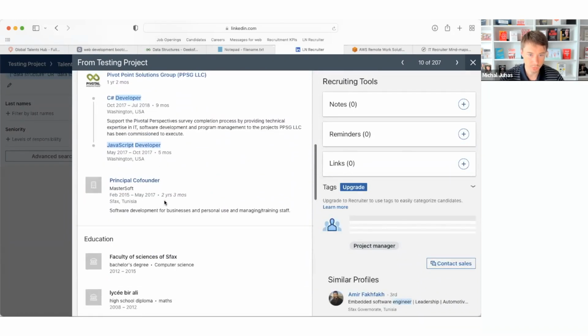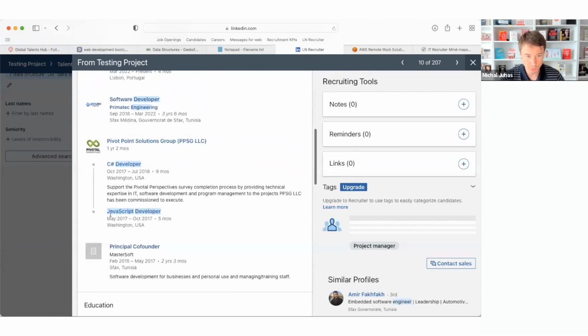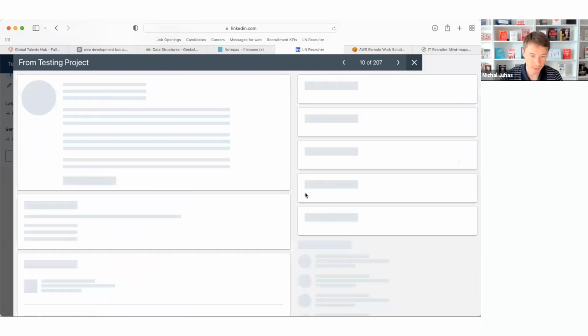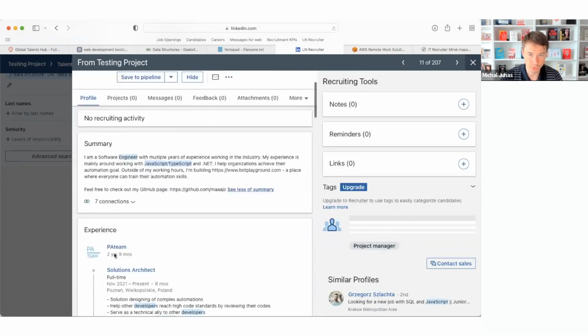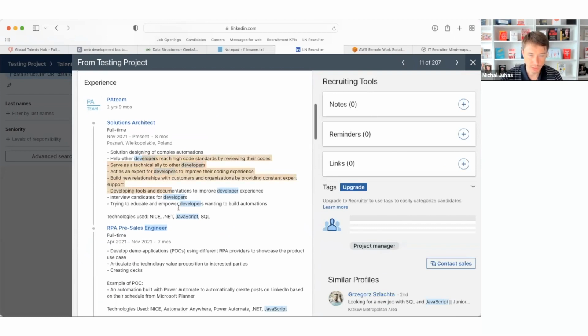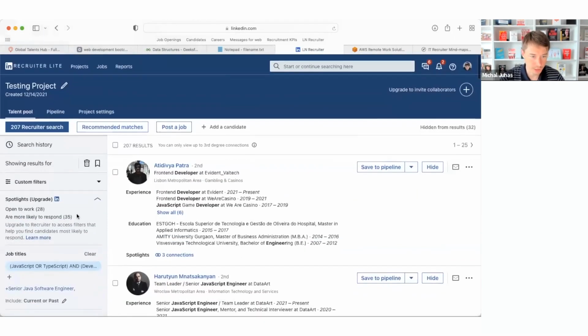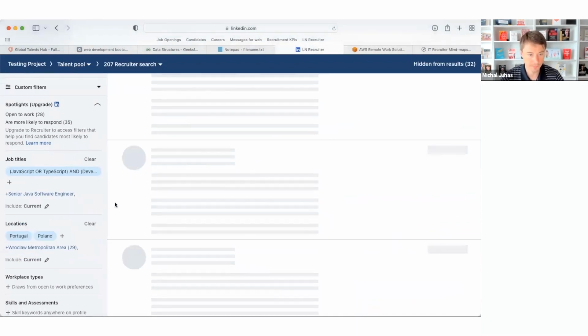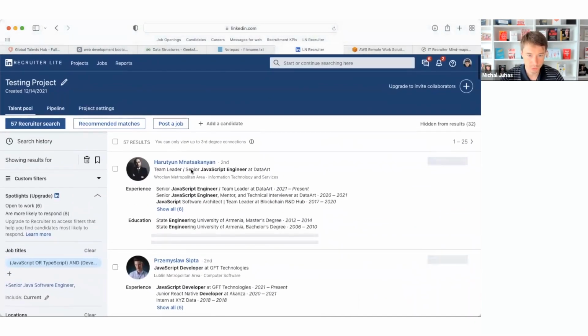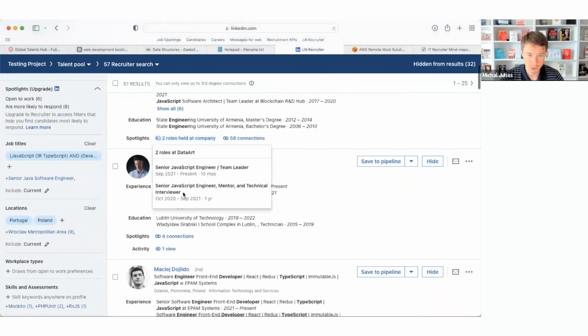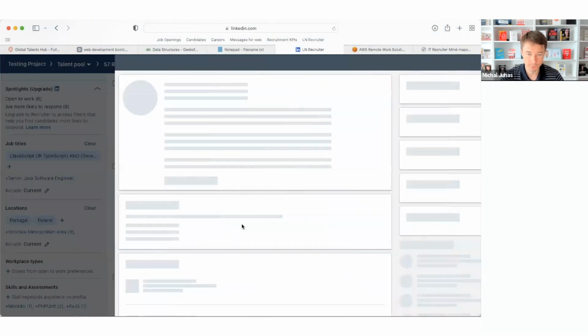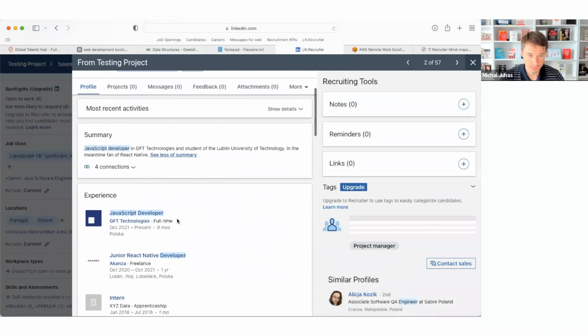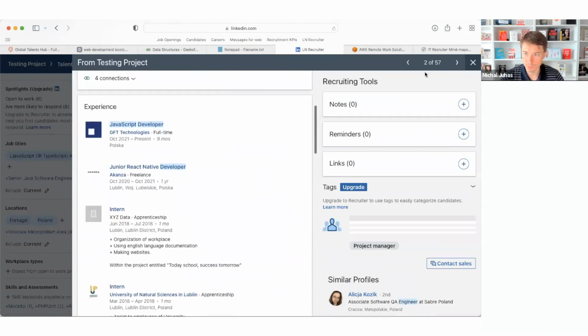.NET developer, no. What we could also do is to limit the search for current positions only. I just have what was by default, current or past. It would be more accurate if we go through those who have it right now. He's a solution architect, so maybe not. So let's do it right away so we don't waste time. But it's also good sometimes to go through those who had it in the past. So let's see, 57, developer, Tomislav. No.